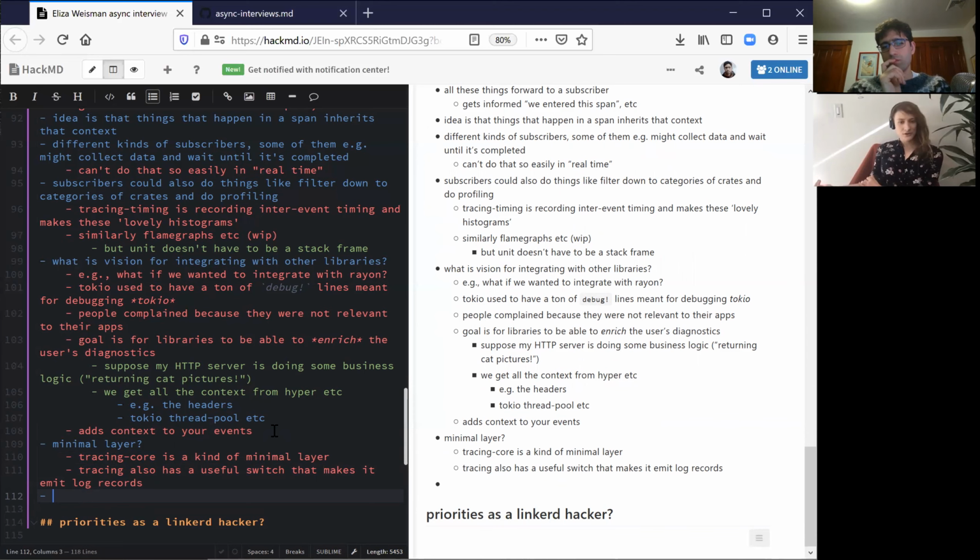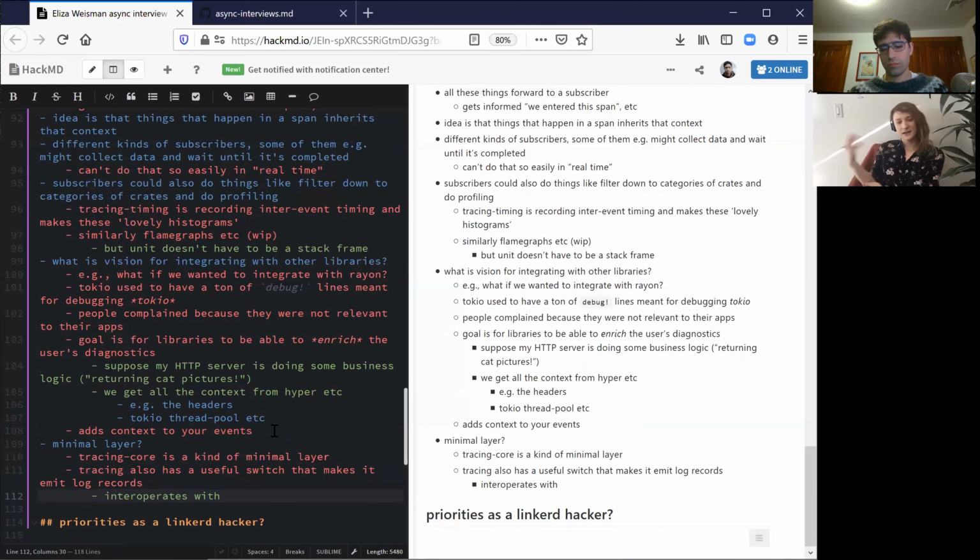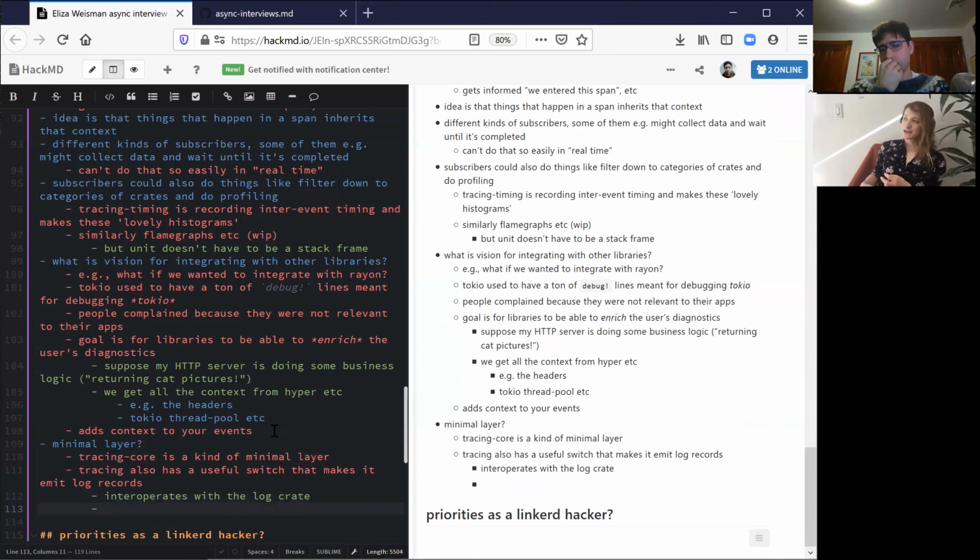There's also a switch that goes in the opposite direction, where, let's say I have a tracing subscriber. I actually have a logger implementation that implements the log trait interface. And what I can do is I can set that as the logger in my application. And then it takes any log records that happen and turns them into traces in the sense of tracing.